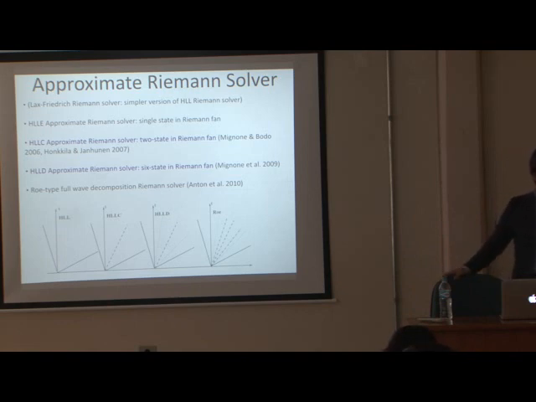What are the dotted lines and the dashed lines? The dashed line means the contact discontinuity. The dotted line is for the Alfvén waves. Here everything is considered. This is a full wave decomposition Riemann solver, which we call Roe type. But Roe type is usually unstable, so we usually don't use it so much now.